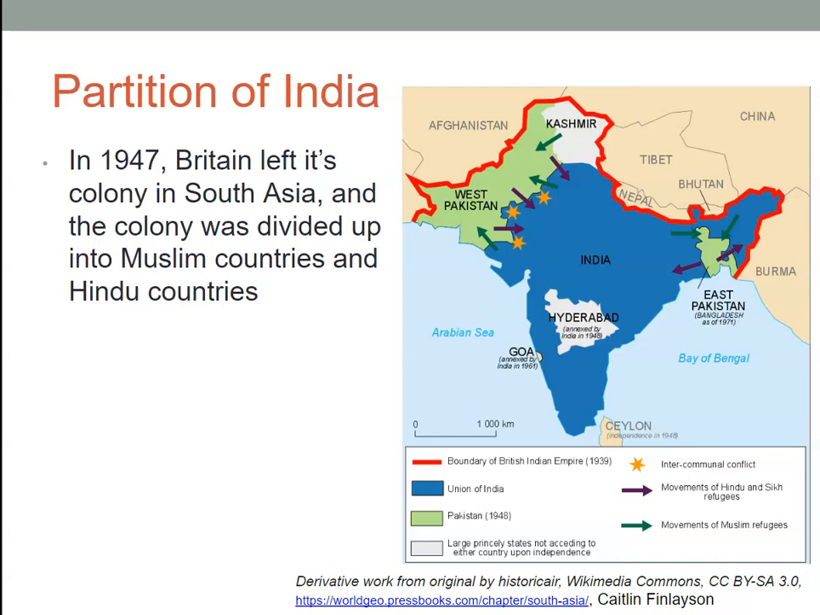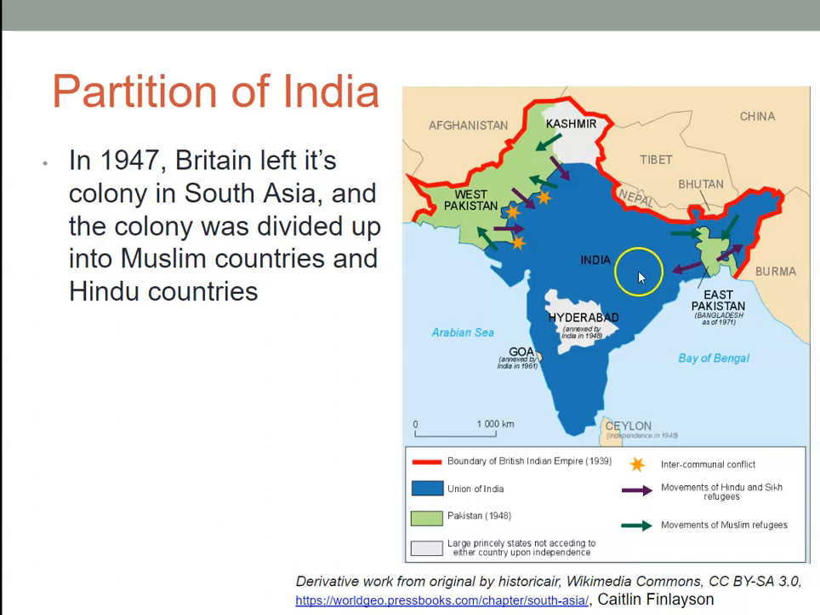The colony was then divided up into Muslim countries and Hindu countries. This is a great example of an imposed boundary in that the people of India and Pakistan didn't really have much of a say in this. It was very much forced upon them by the Britons, or the Brits, who saw the very different cultural and religious differences throughout this realm and wanted to prevent future wars by having separate areas for separate cultures.